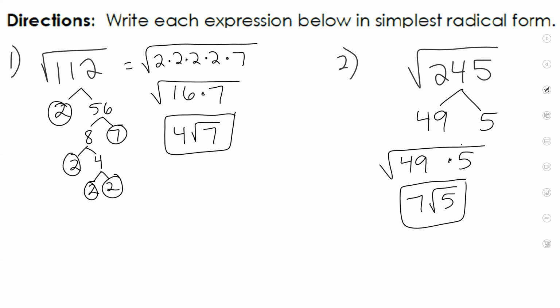I'm not using the 8 or the 4 because I broke down 8 into 2 and 4, and I broke down this 4 into 2 and 2. So I use the smallest parts. 2 times 2 times 2 times 2 times 7 will give me 112. Good question. All right, let's move on to number 3.